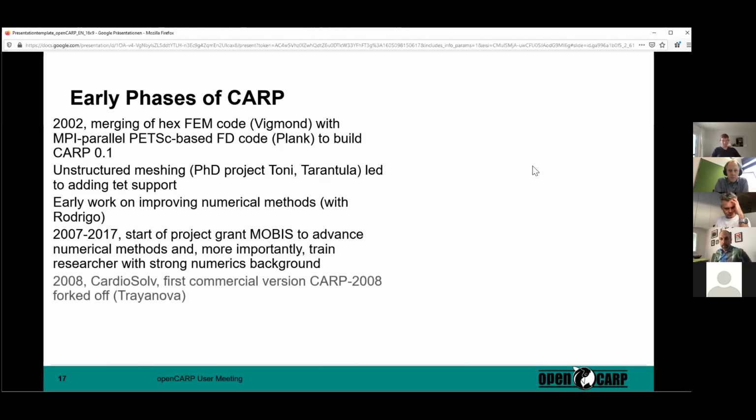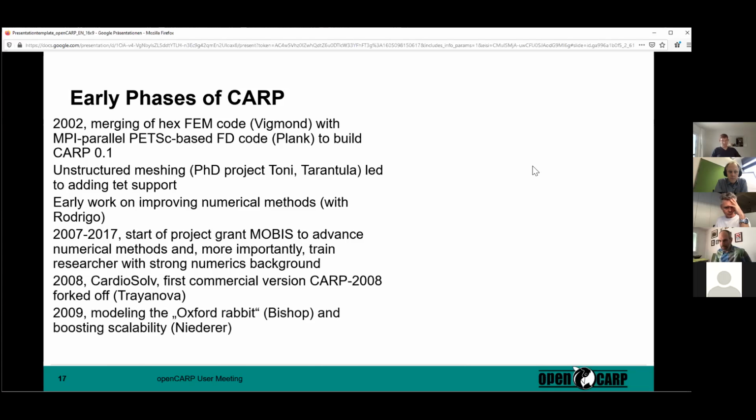And then in 2008, we founded a company, CardioSolve, with the first commercial version of CARP that was forked off and used by Natalia Trajanova's lab actually up until this day. They're still running it. It still works. And then in 2009, we improved scalability to many thousands of cores and did that on the Oxford Rabbit Heart, a really fine resolution mesh, 100 micrometer or less resolution.